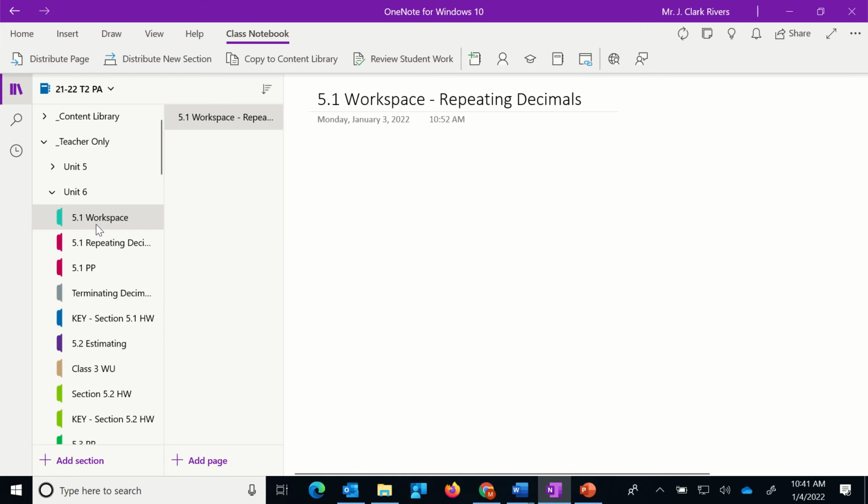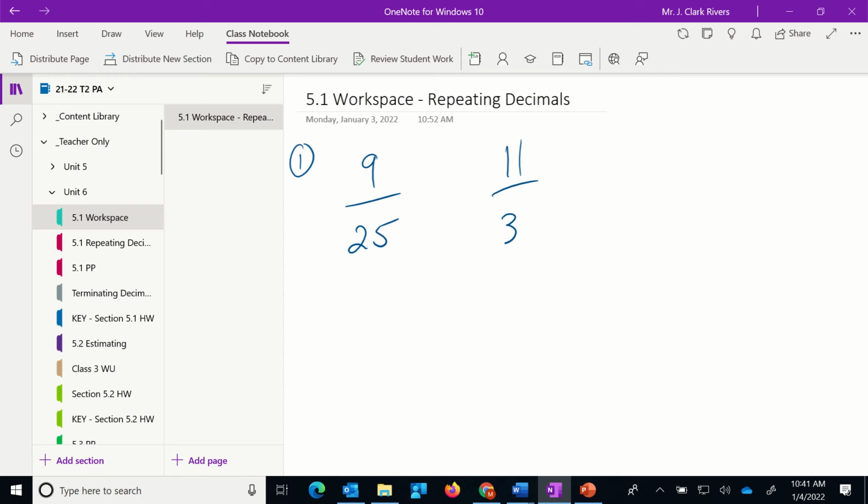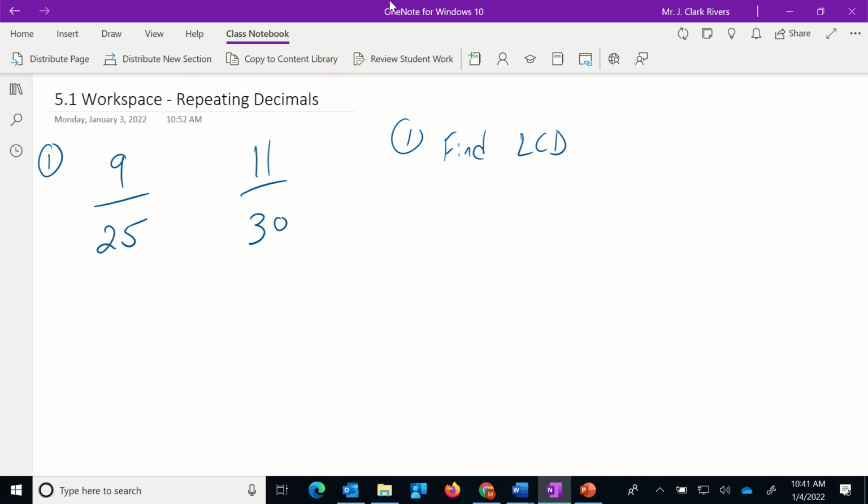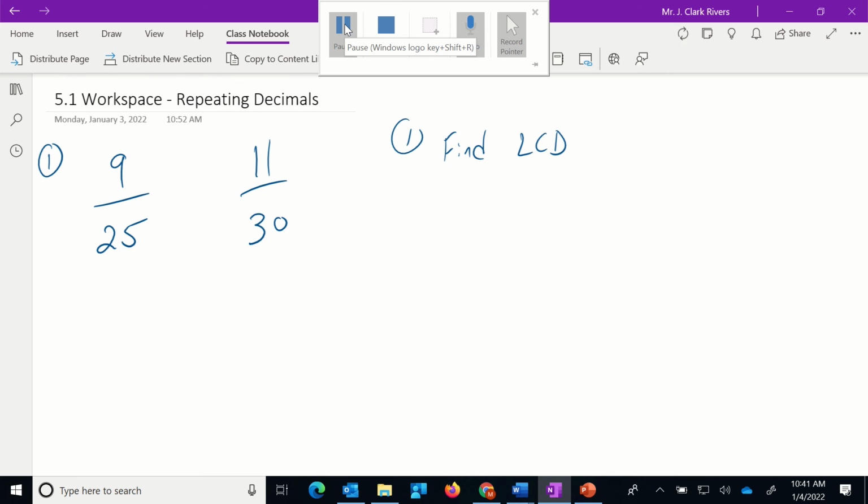We're going to do a warm-up problem here. Number 1 is going to be 9/25. We are comparing this to 11/30. The first thing I want you to do is to find the LCD. So let's all take a moment and find the LCD, least common denominator of 25 and 30. So I'm going to pause the video now while you guys do that. If you're at home, please pause the video and find the LCD first. There's other stuff we're going to do after that.